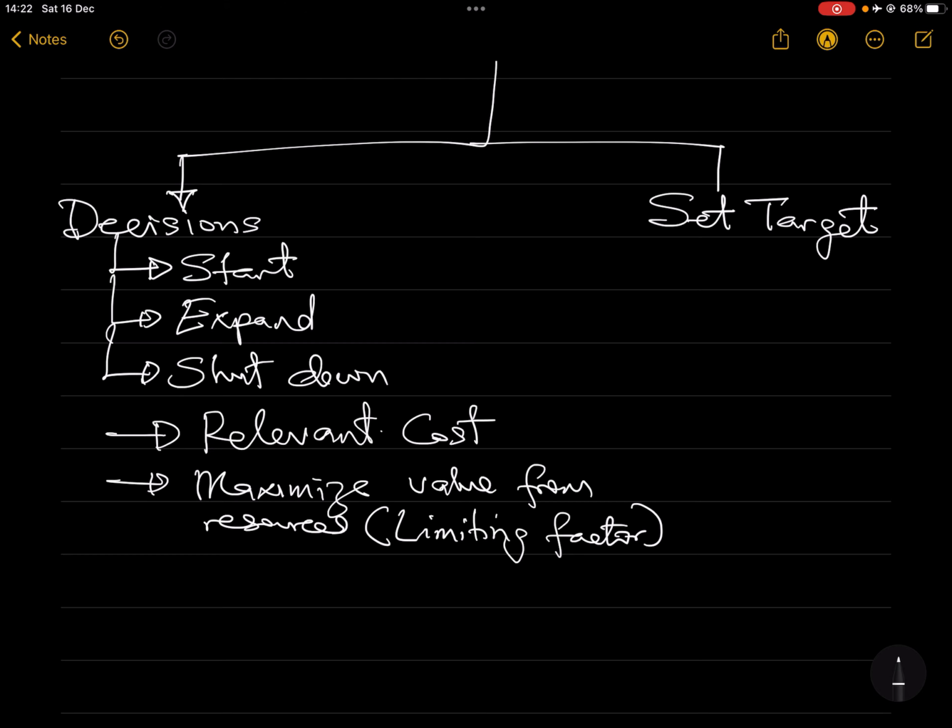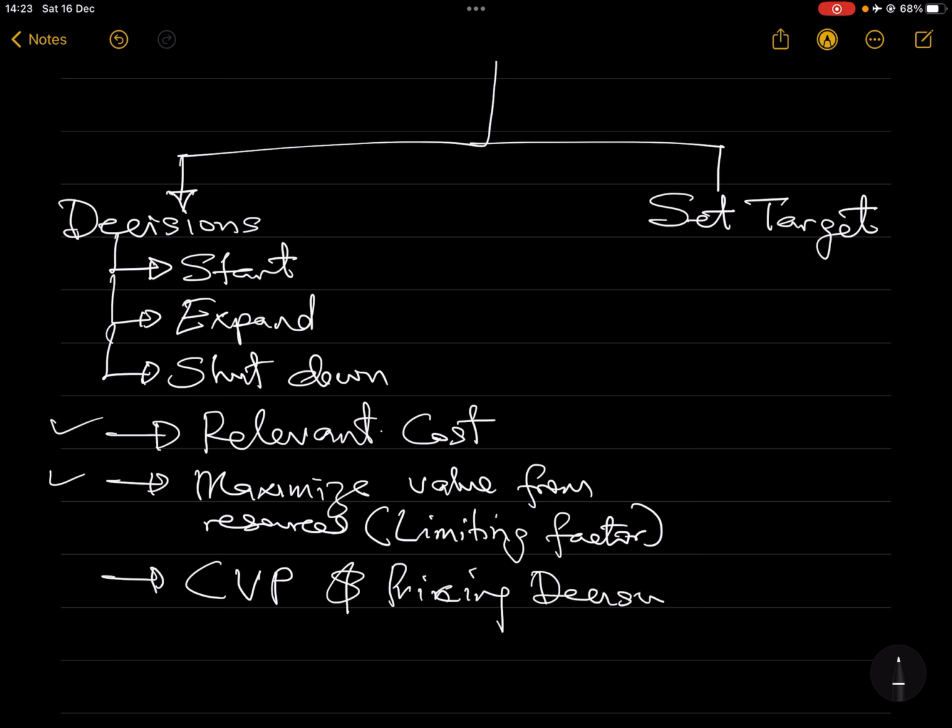So very important. You will also learn about how to make profit. So you already know the costs that are involved. You want to maximize value from the limiting factor. But also, how do you make profit? Which means you're asking yourself, how do I cover my fixed costs? So that's why things like cost volume profitability analysis will be extremely important. And you'll be asking yourself, to make profit, what price should we be charging our customers? So that's why we're going to be looking at CVP and pricing decision as well under decision making. So pricing decision.